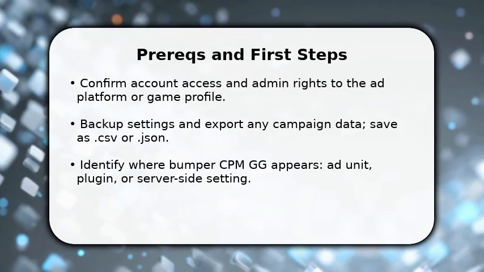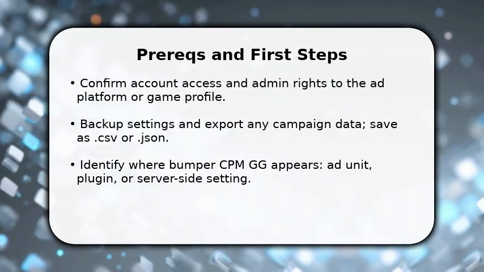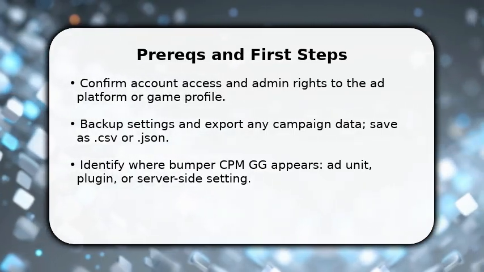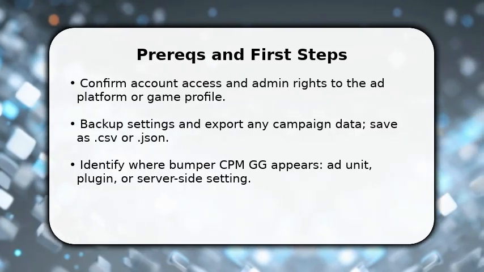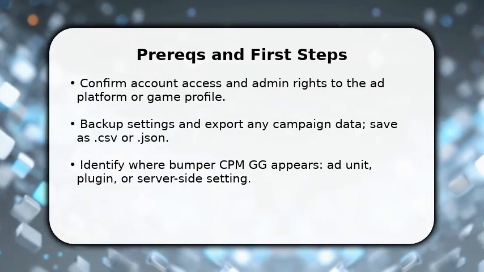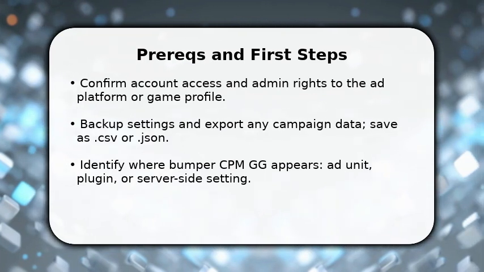Make a small test change, reduce the CPM parameter or toggle the bumper flag off so you can verify effect without full removal. This first action confirms impact and prevents unintended downtime.